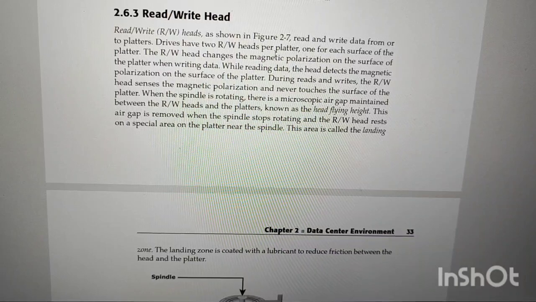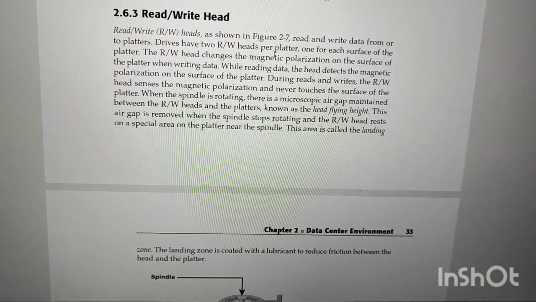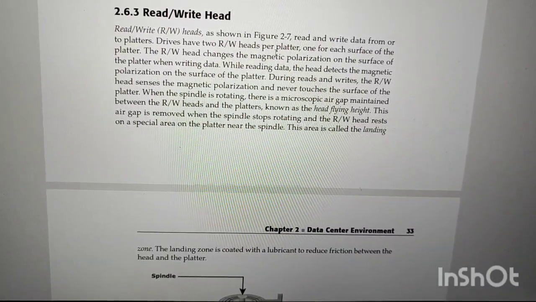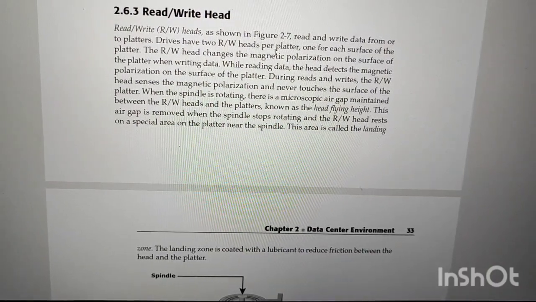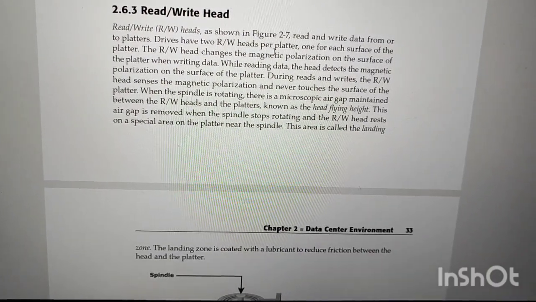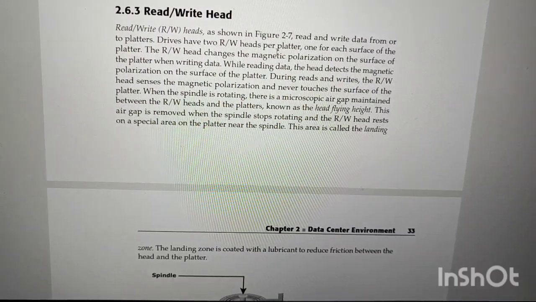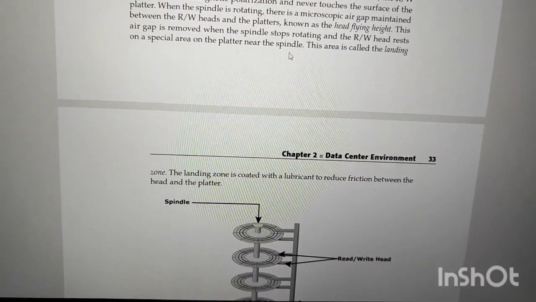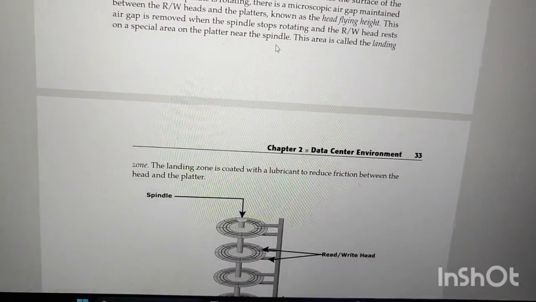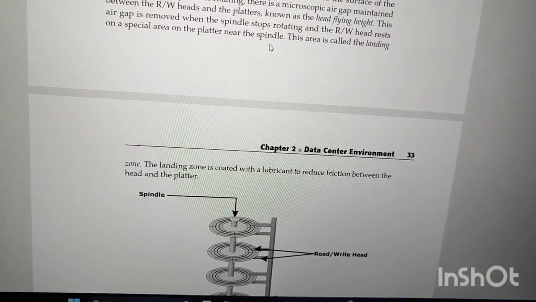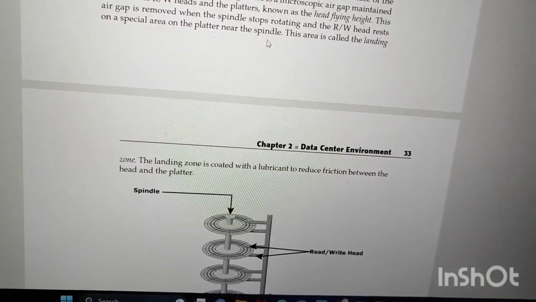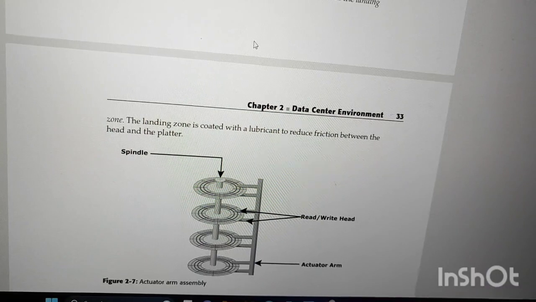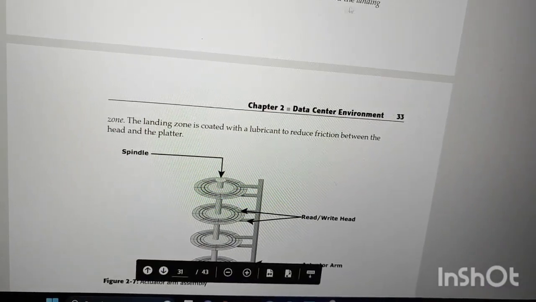When the spindle is rotating, there is a microscopic air gap between the read write head and the platters. This is known as head flying height. This air gap is removed when the spindle stops rotating, and then the read write head rests on a special area on the platter near the spindle. You've seen this in old movies where they use a music player: they keep a disc and it starts rotating, and they place a needle that starts reading. It's similar to the read write function. When the head rests away from the spinning area, that area is called the landing zone.